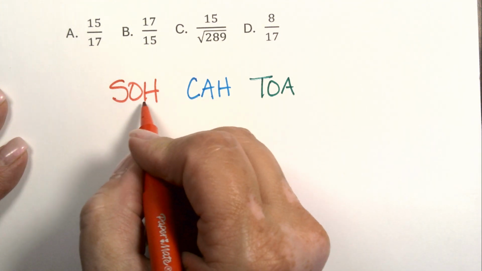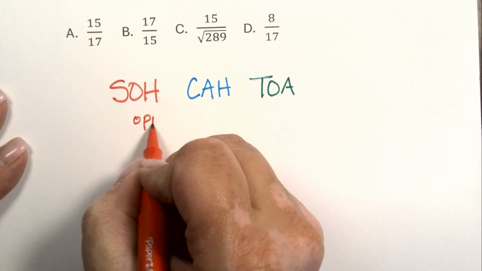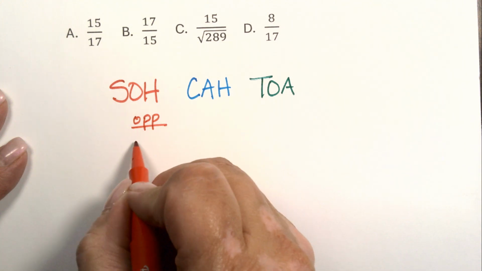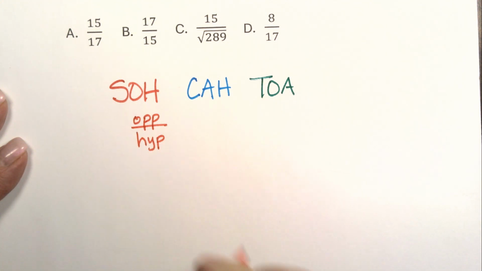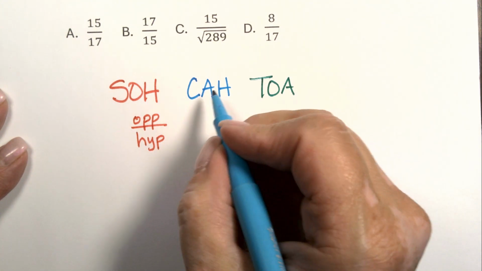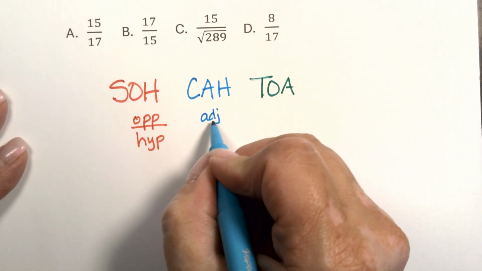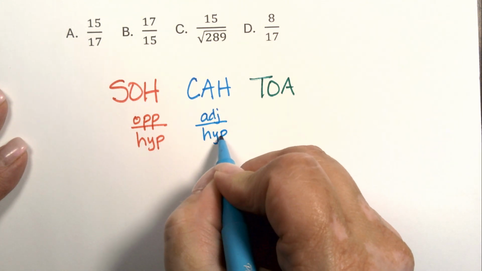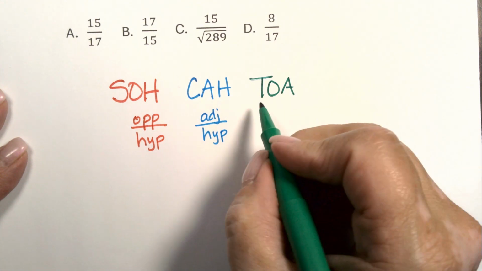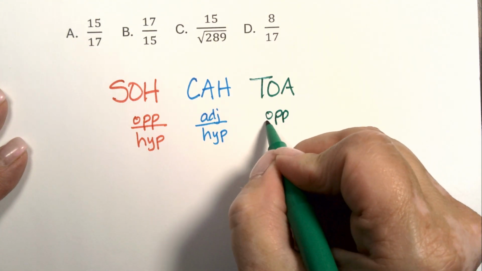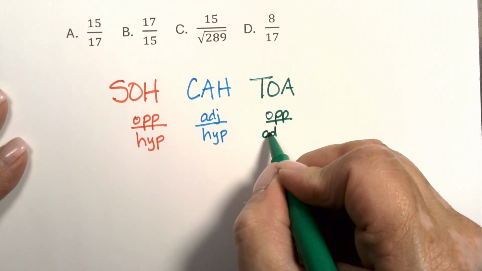So SOH is sine, opposite over the hypotenuse. CAH is for cosine, and that is adjacent over hypotenuse. And TOA is tangent, opposite over adjacent.